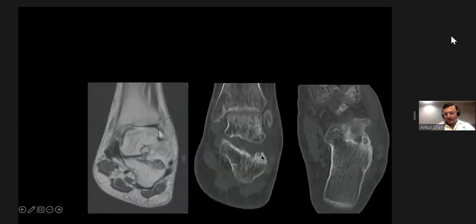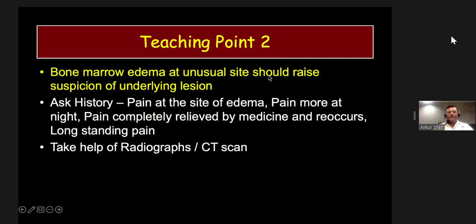You can see here there is a very small osteoid osteoma involving the calcaneum, which is giving rise to the marrow edema. So teaching point two: bone marrow edema at an unusual site should raise suspicion of an underlying lesion.